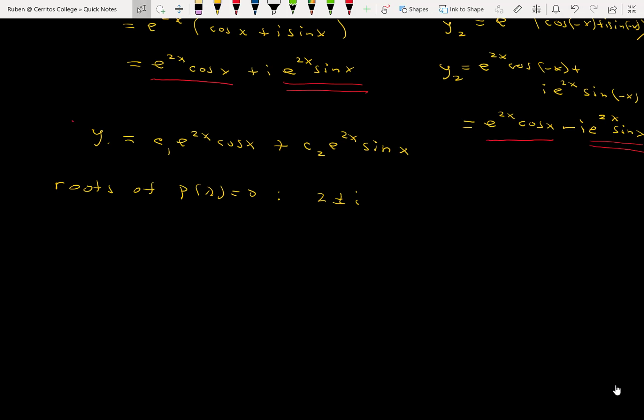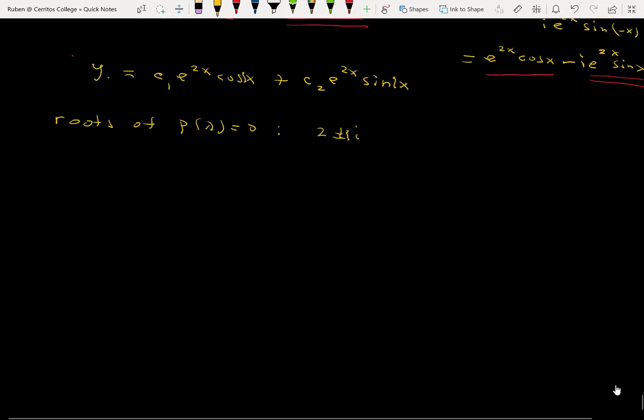From this, we got our solution of e to the 2x cosine of x and e to the 2x sine of x. So if you'll allow me to, I'll insert a 1 as the imaginary part of the roots. The 1 corresponds to, back in the solution, the coefficients of x in the cosine and sine, and the 2 corresponds to the coefficient of x in the exponential portion of the solution. So if this didn't make sense, I want to summarize this generally.